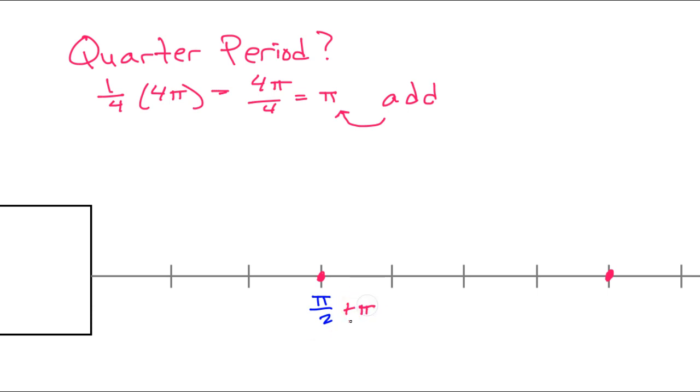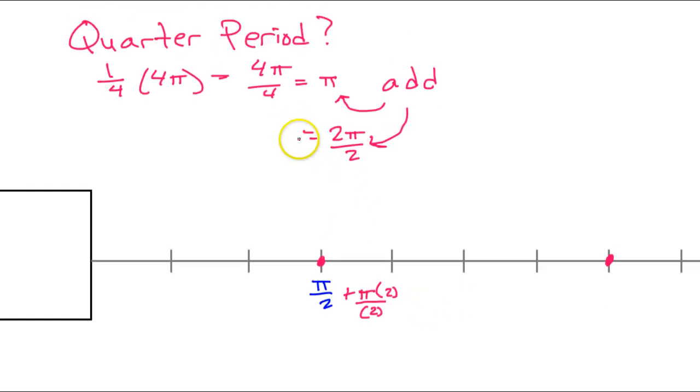Now, in order to add these, I need like denominators, though. So it would be helpful to make this into like denominators by multiplying by 2. Okay, so pi is the same thing as 2 pi over 2. So I can add that and it'll be the same thing. So that's what I'm going to do.